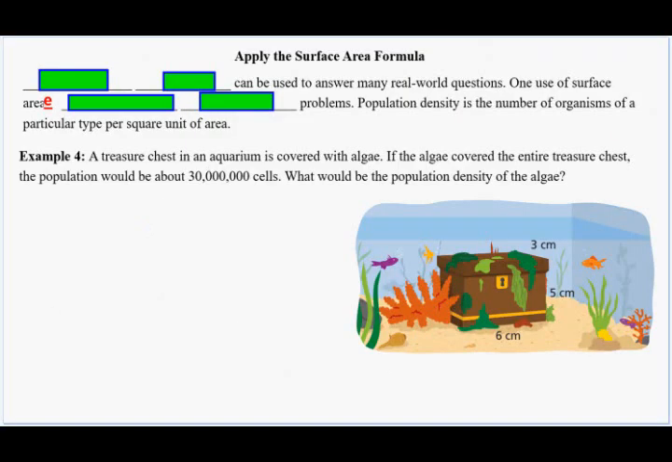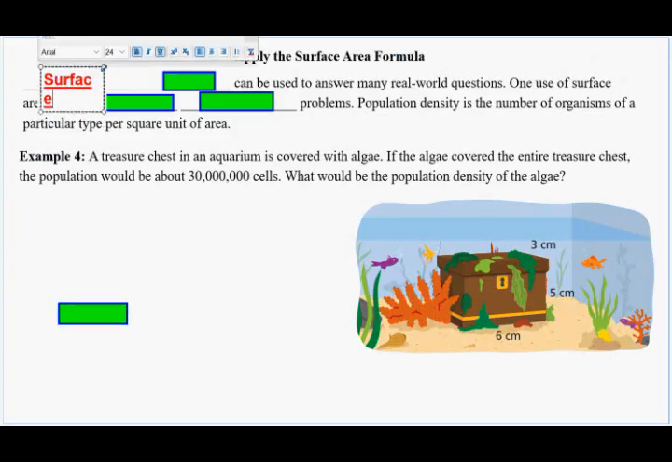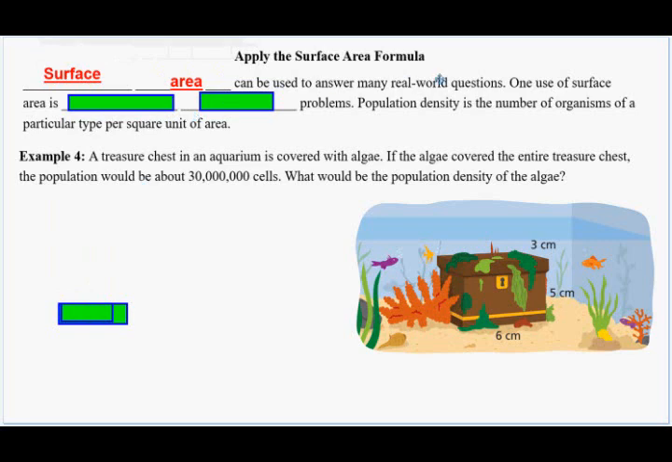What's next? Aha, apply surface area formula. Surface area can be used to answer many real-world questions. One use of surface area is population density problems. Population density is the number of organisms in a particular type per square unit of area. Think population density of New York City. Every square mile of New York City is going to have a lot of people stuffed in it because it's a very big city. If you look at the population density of Alaska, last I knew it was about 1 person per square mile. Alaska's huge and there's not a lot of people there.